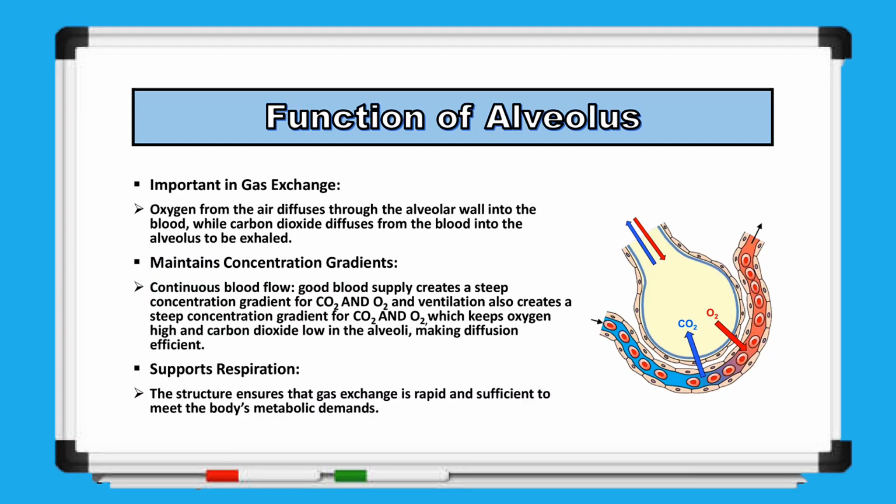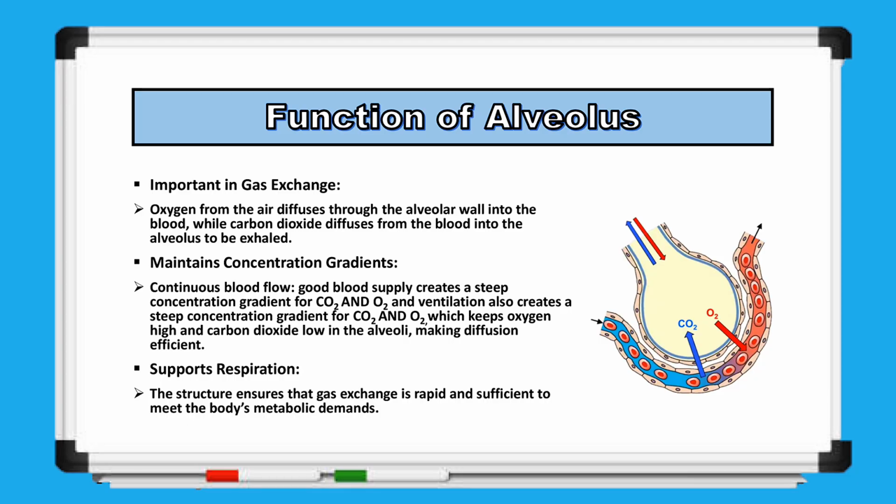Now, let's look at the function of one single alveolus, which plays a vital role in the entire process of gas exchange. Each alveolus is a miniature exchange unit, and its main function is to enable the diffusion of gases between the air and the blood. Oxygen from the inhaled air moves across the thin alveolar wall and enters the surrounding capillaries, where it binds to red blood cells. At the same time, carbon dioxide from the blood diffuses in the opposite direction, from the capillaries into the alveolus, so that it can be exhaled out of the body.